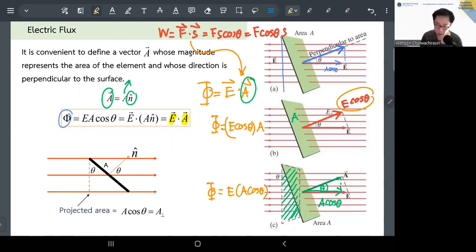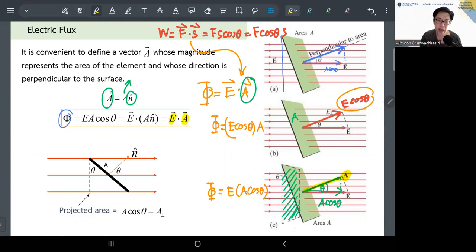Okay. And the way that we built this vector is whenever you see an area, the area vector is going to point perpendicular to that piece of area. All right. And we use that as the direction for that area. And that will be the direction for the area vector. Okay. And of course, the magnitude of the area is just the width times the length of that area itself.